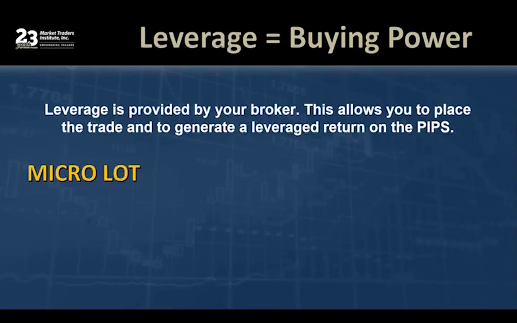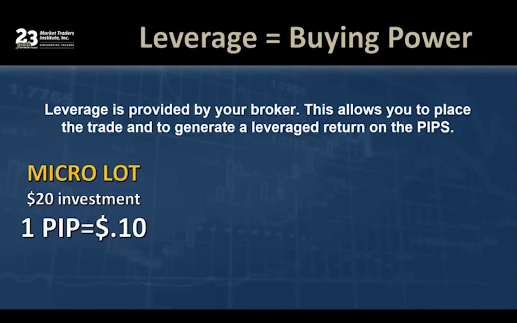We have what's called a micro lot. Now, a micro lot is about a $20 investment per trade. Each pip you capture is going to be worth about 10 cents. So the trading strategy I'm going to show you here, we're going to be going after 50 pips per currency pair per day. So in this case here, we're going to be looking to generate, if you're trading with a micro lot, about $5 in profit per currency pair per day.